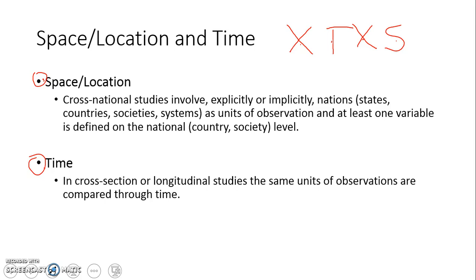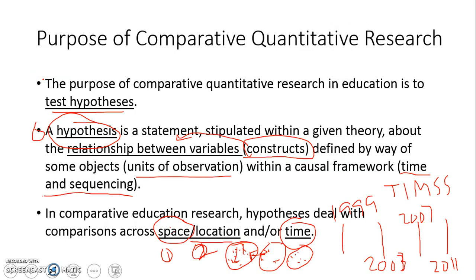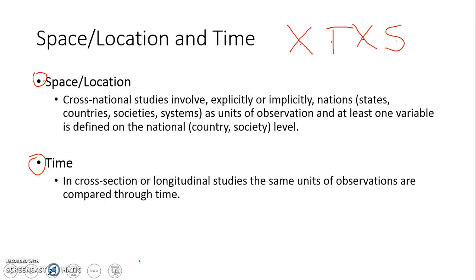So as I pointed out on the last slide with all my crazy doodles down here at the bottom, when we talk about going across space and location, we're usually, probably more than we should be, talking about nations, defined either as states or countries or societies or systems. And we're using those as our units of observation or units of analysis.